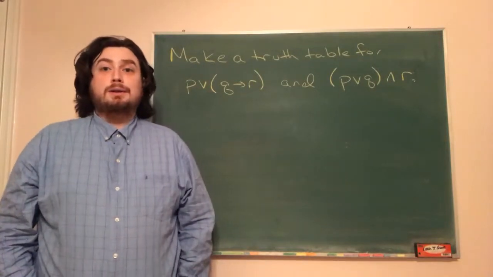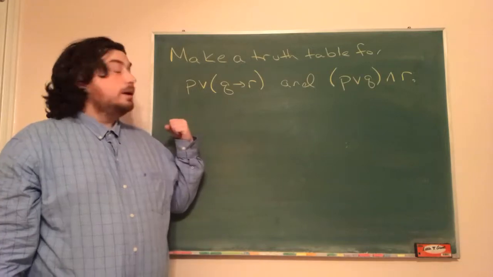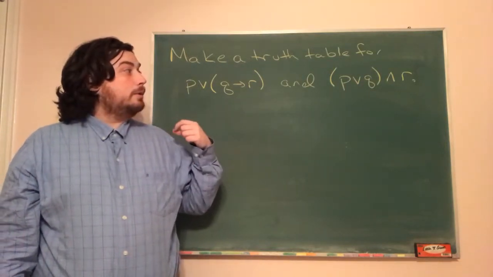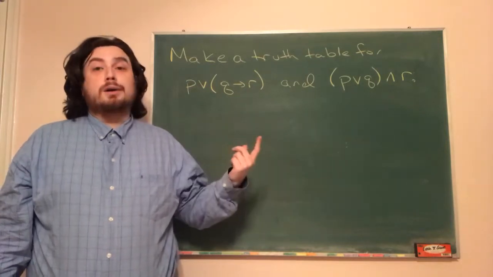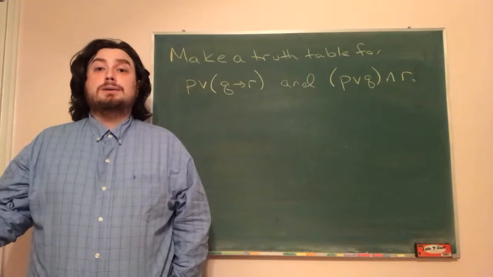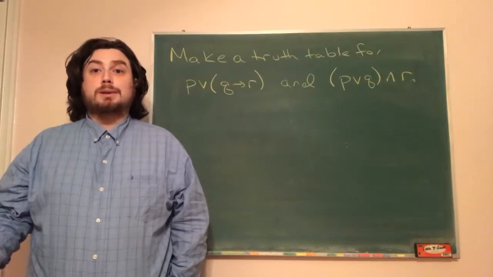Thank you for joining me today as we work through this problem where we're going to find the truth table of P or (if Q then R), and we're going to find the truth table of (P or Q) and R. So now as we look at this and we want to start off, the first thing we need to notice is what are the simple statements involved in these larger compound statements.